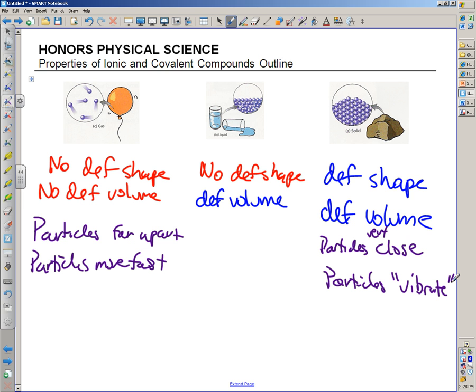No. Yeah. They have that ability to sort of move in and out and slide past one another, but not really the ability just to fly off into the room.